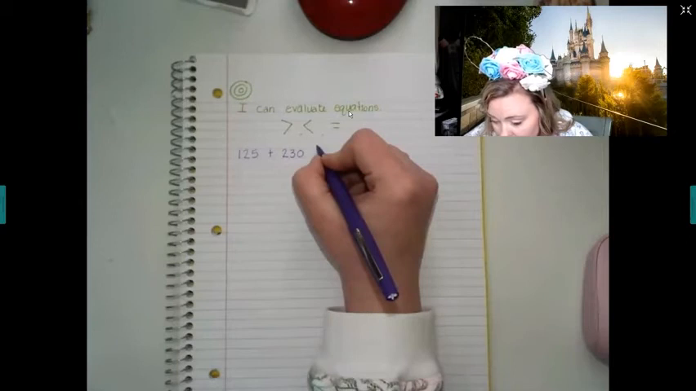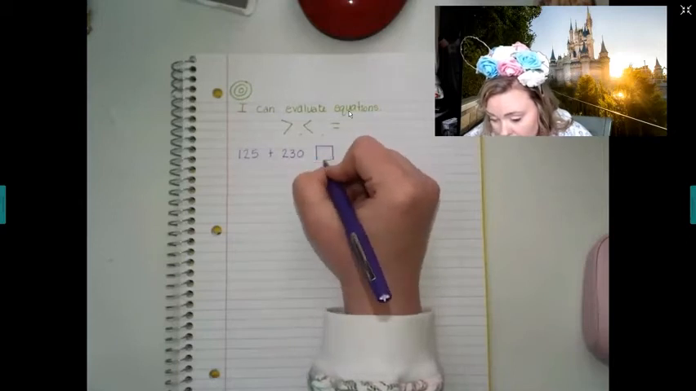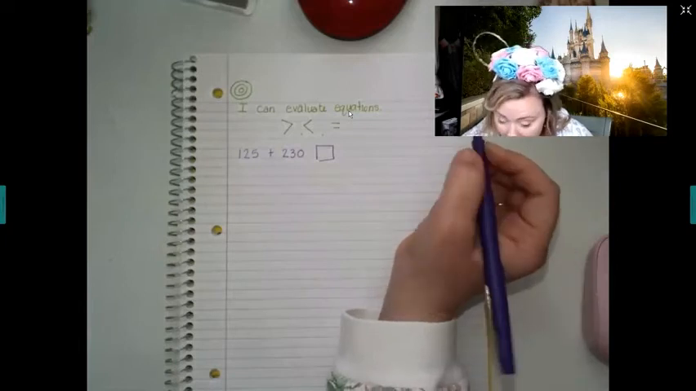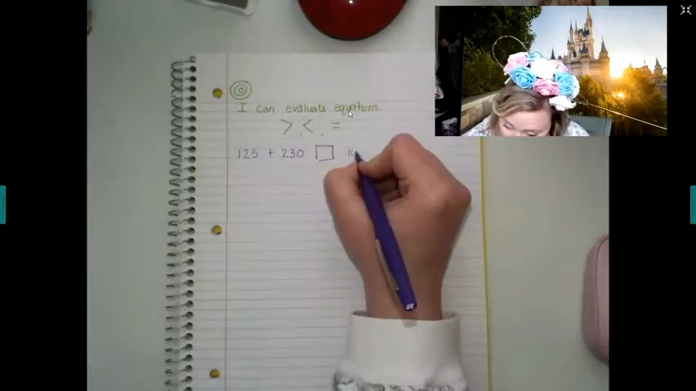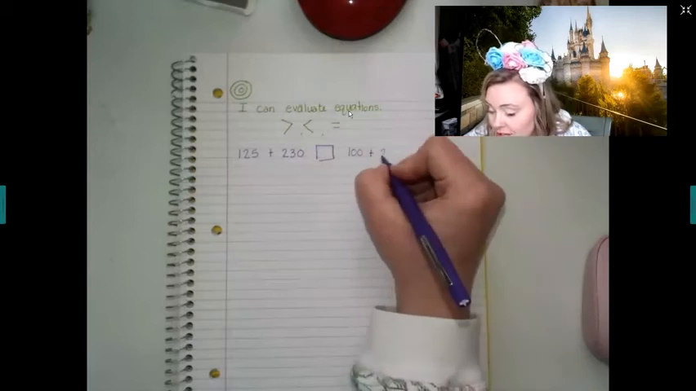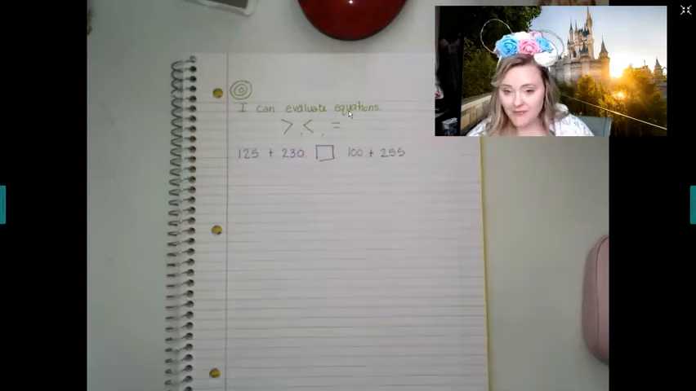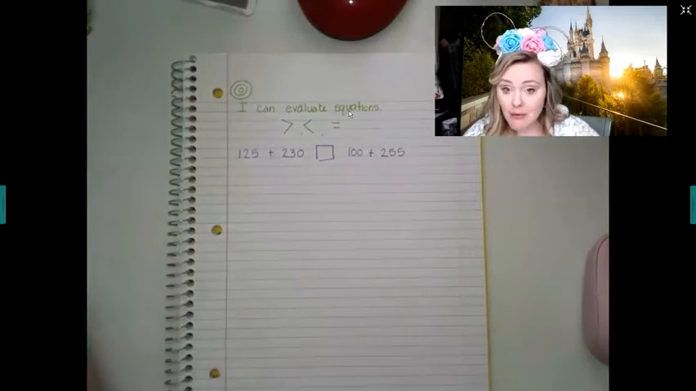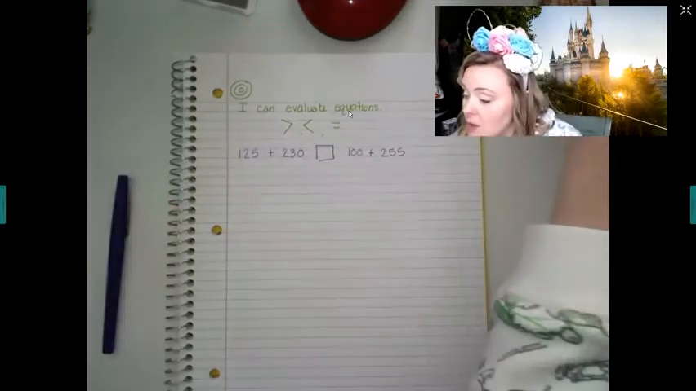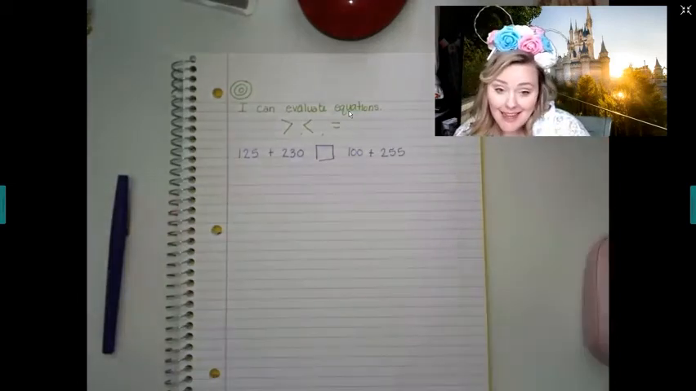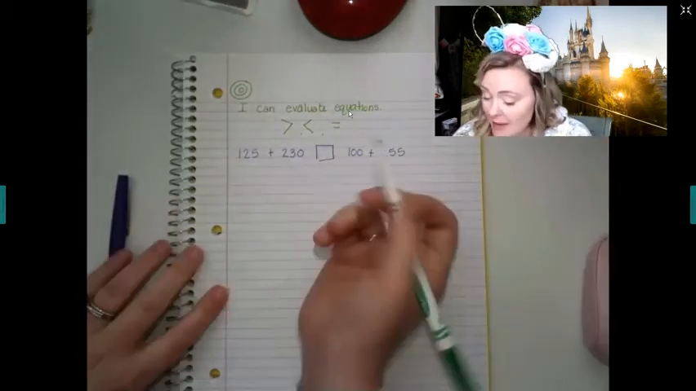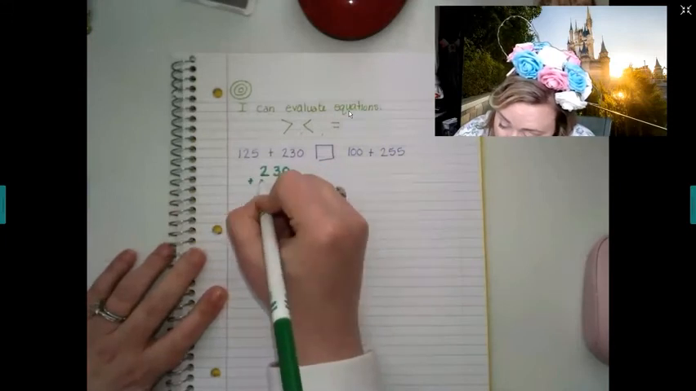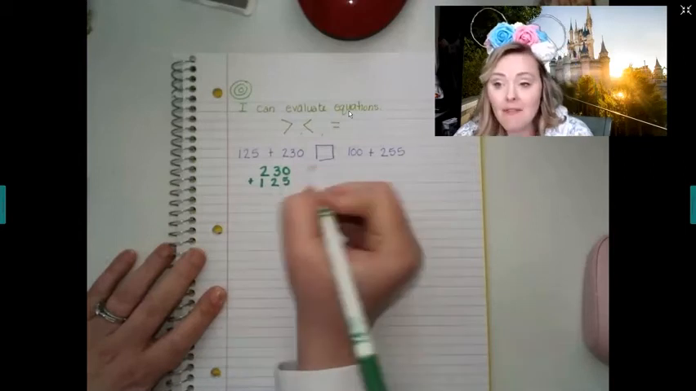and then there's a gray box, and that gray box is where we're going to put one of these symbols in. And then the next side says 100 plus 255. Okay, so now in order for us to evaluate them, we have to rewrite the problem and solve. So I'm going to use the algorithm because I know that you guys are 3rd graders and you've mastered that. So we're going to take 230 plus 125, and if you wrote them the opposite way, that's okay.